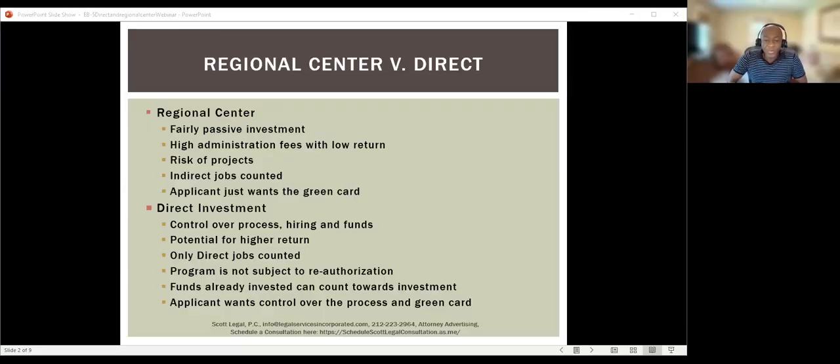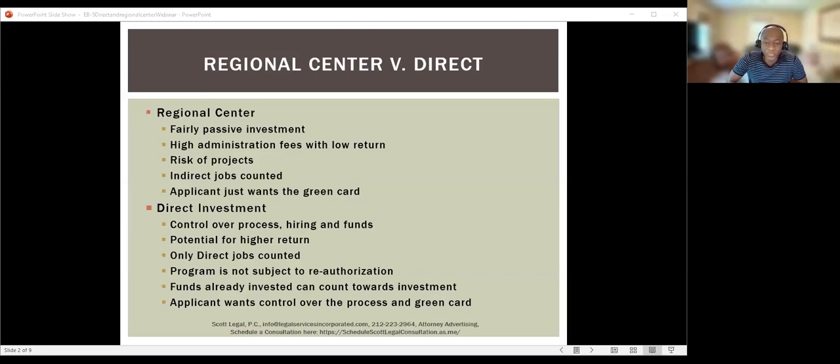One other key distinction between the regional center and the direct investment program is that for the direct investment program, you can only count actual jobs. We're going to talk about the specific job requirements a bit later, but you can only count people that you have hired.